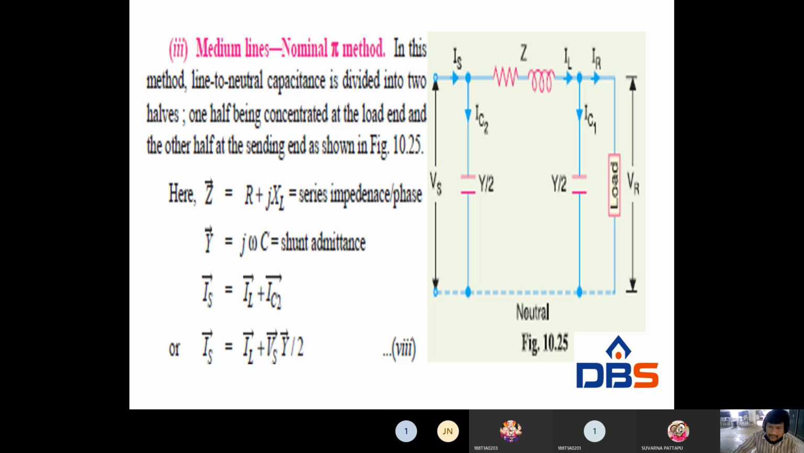So Z is equal to, as usual, R plus JXL, the series impedance for phase, and what is the Y value? That is J omega C, the shunt admittance.